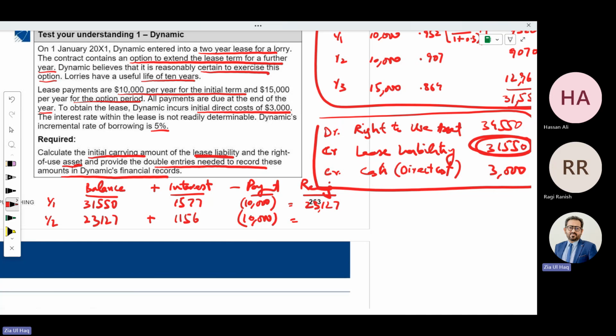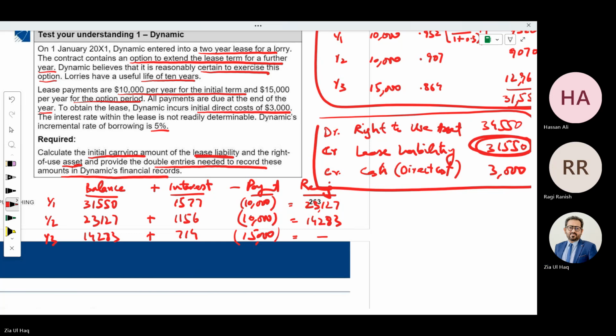What is the remaining? 14283. That means at year 2 end, this will be your liability. In year 3, the opening balance is 14283. What is 5% of this amount? 714. And you will make a payment of how much? 15,000. So at year 3, there will be nothing as a liability, because you have made all the payments.